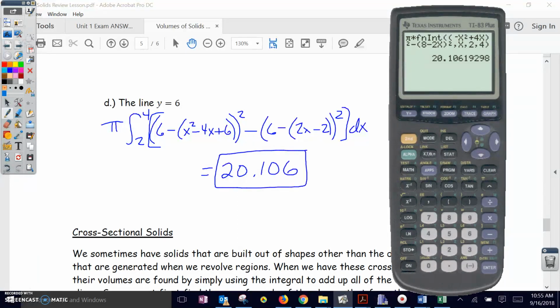Alright, now these problems where we're revolving around a line that is non-axis definitely present a challenge, as long as we keep in mind that what we're doing is finding, as our radii, the distance from the axis to the curve, and just taking whichever one of those is bigger minus whichever one is smaller can be a really helpful tip in setting up these integrals.